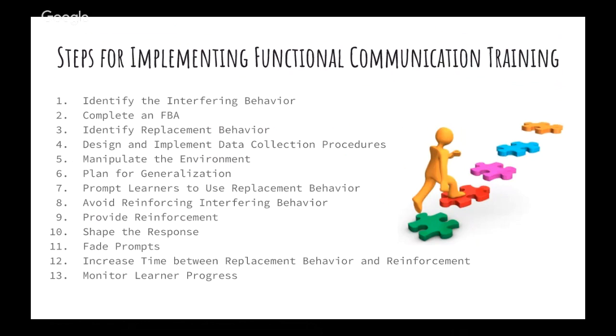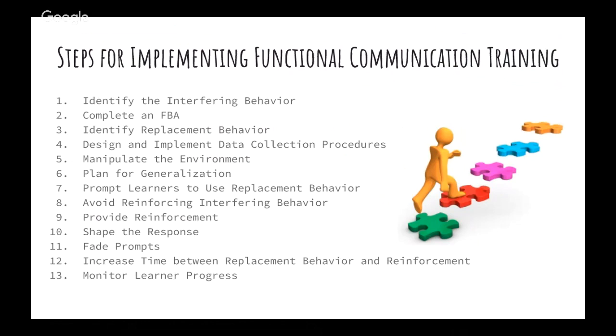The fourth step is to design and implement data collection procedures. This is completed during the FBA and FCT. It focuses on antecedents, prompts, frequency of replacement behavior and interfering behavior, and the consequences of the behavior. Step 5 is to manipulate the environment. We want to create opportunities to practice the replacement behavior, so we might manipulate the environment in order to get the students to engage in the problem behavior.